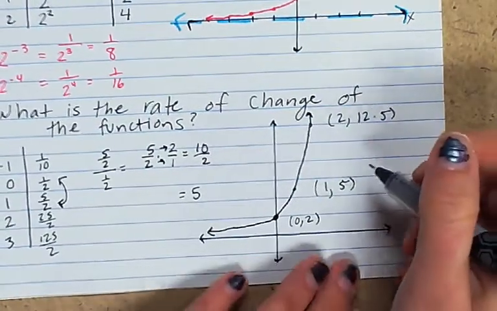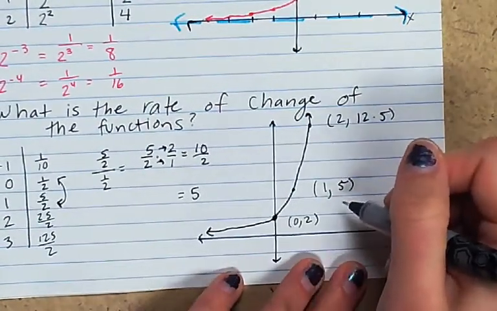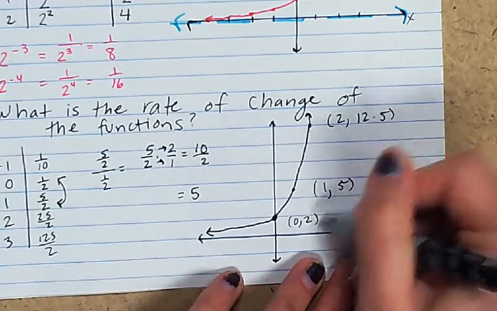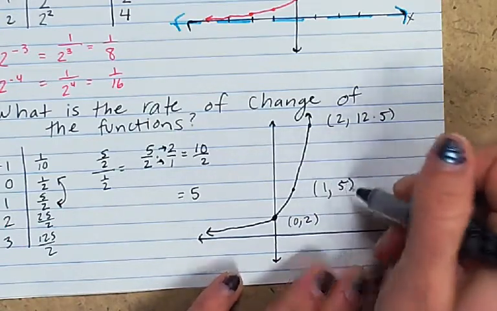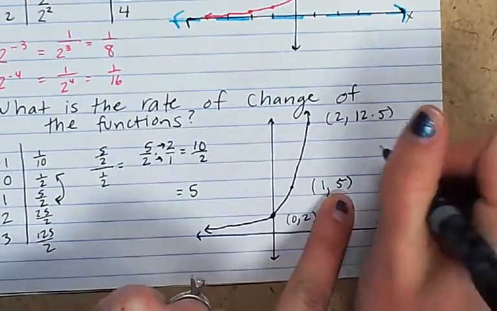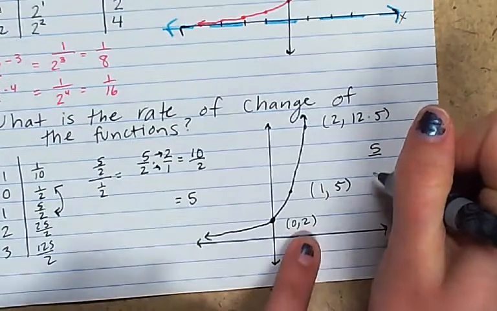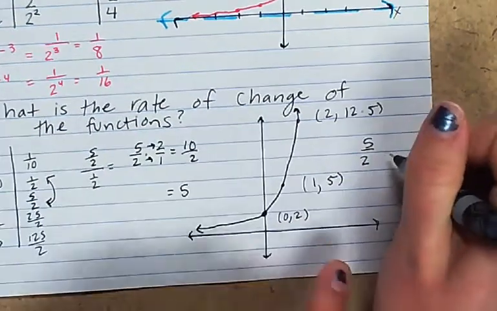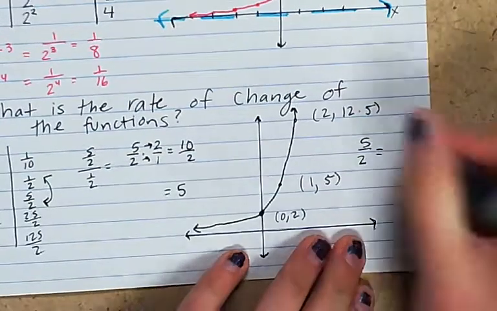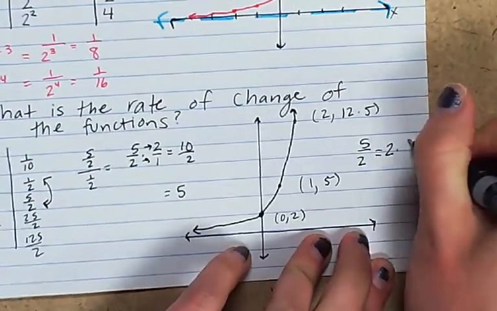Similarly, on this one, if we take 2 consecutive y values, we could just go with these 2 right here because it goes 2, 5. Take the bigger one first, so 5, divide it by the smaller y value. So our rate of change here is 5/2, which is also 2.5.